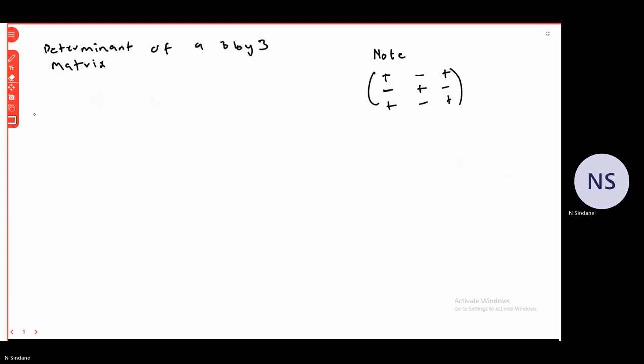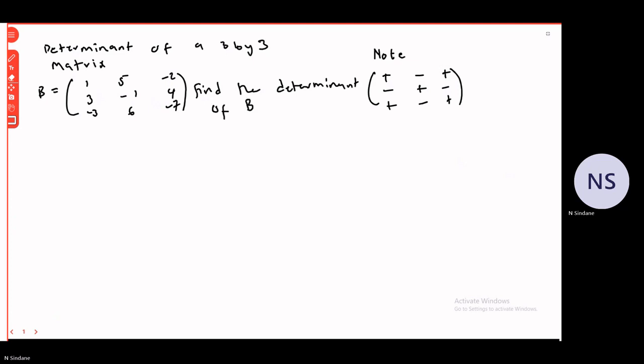So, say they want you to identify, given matrix B is 1, 3, minus 3, 5, minus 1, 6, minus 2, 4, and minus 7. They want us to do what? Determine or find the determinant of B, right? We will apply the very same method that we applied.